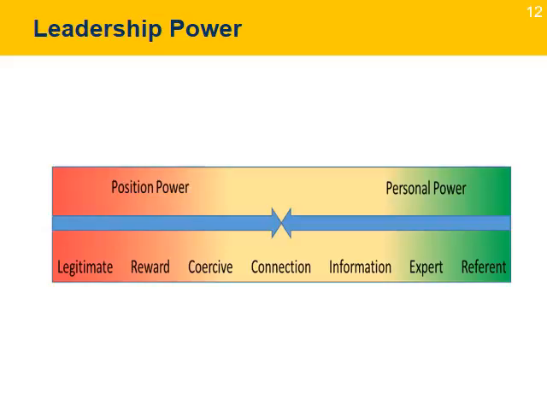The chart shows the spectrum of the 7 sources of power, from position power to personal power. Power is not a static condition. It changes over time due to fluctuating conditions and the actions of people and the organization.